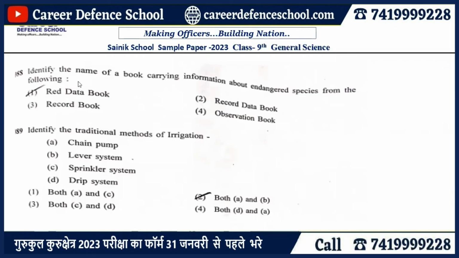Identify the name of the book carrying information about the endangered species from the following: Red Data Book, Record Data Book, Record Book, Observation Book. Okay, the answer to question 88 is Red Data Book is the correct answer.